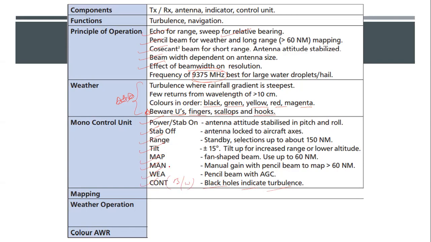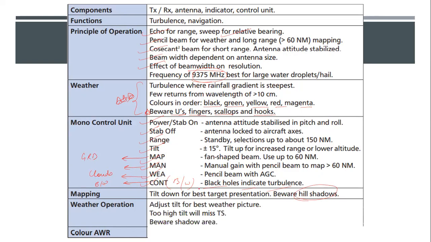Okay. Mapping is the operation when you tilt down for best presentation. Beware of hill shadows. I just explained to you what hill shadows are, right? Mapping, I've told you already, is for ground. Man and weather is for clouds. Contour is black and white. So please don't confuse yourself in the exams.